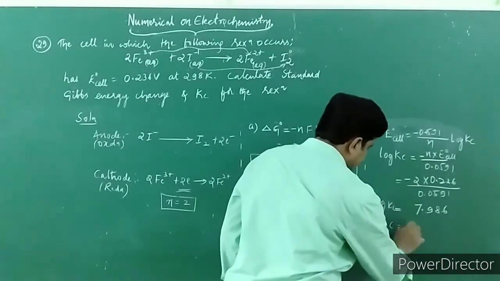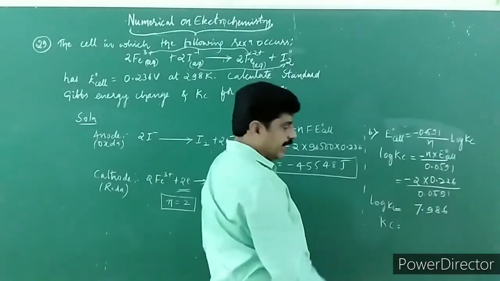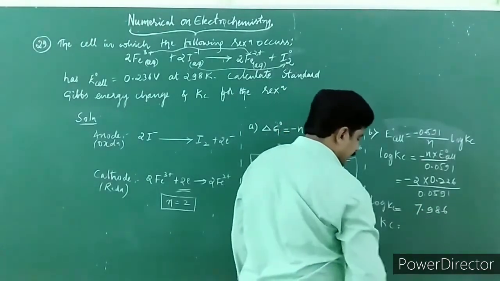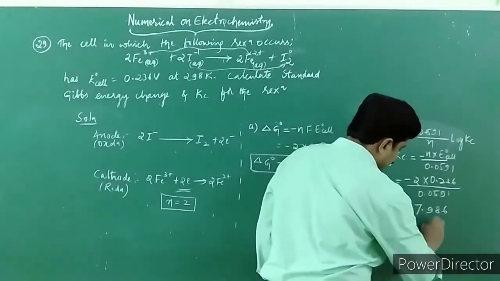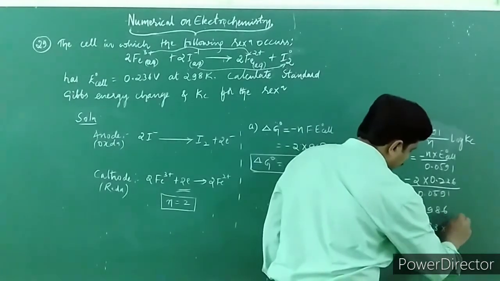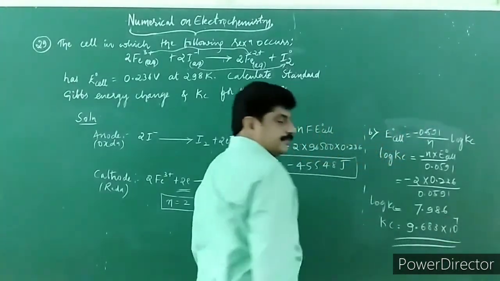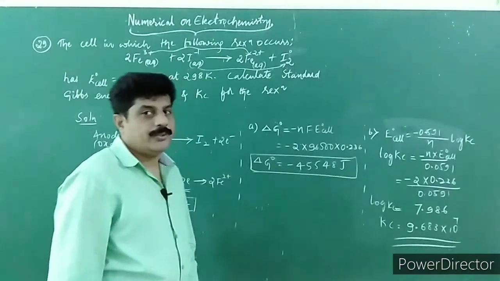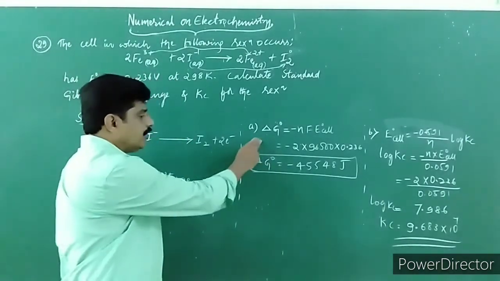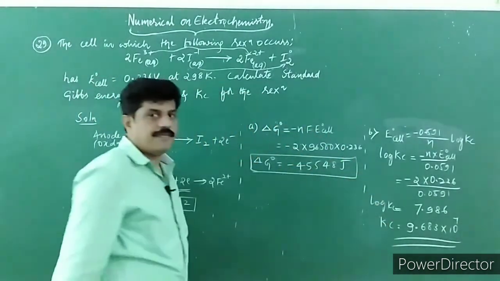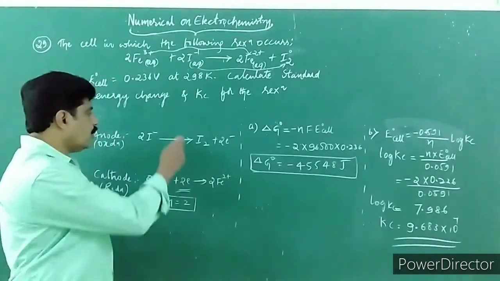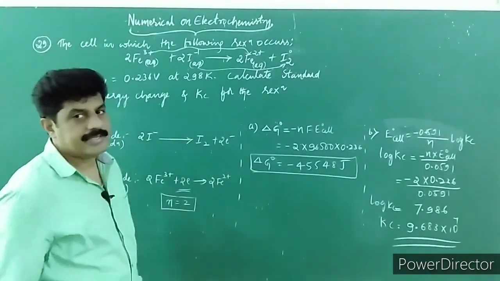Now, how do you get the Kc? Kc value can be obtained by taking the anti-log of this. This is equal to 9.683 into 10 to the power of 7. So this is how you need to calculate delta G naught as well as Kc for the reaction in which both oxidation and reduction take place simultaneously.